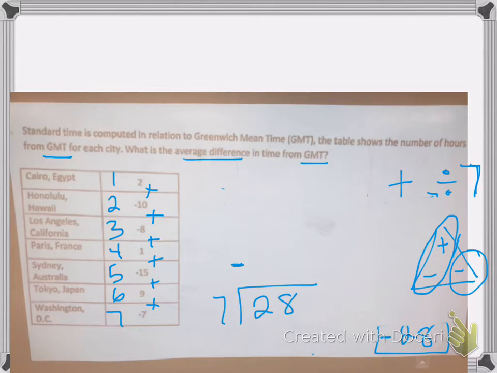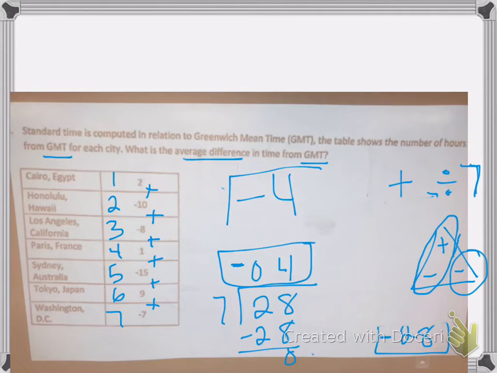Now we've got 7 goes into 2. Nope. So that's a 0. 7 goes into 28. Yes, it sure does. 4 times. So our answer is negative 4. Negative 4 is the average difference in time.